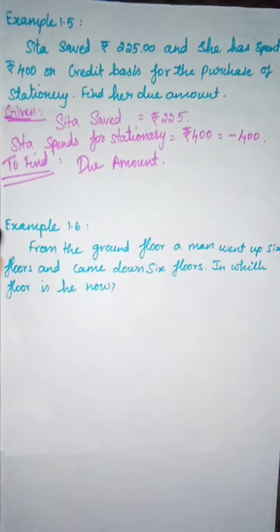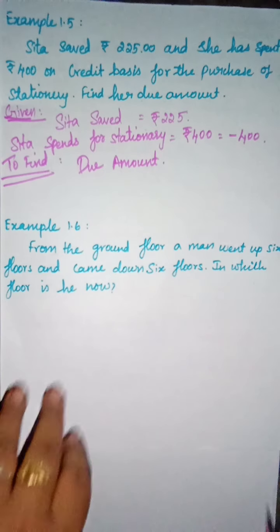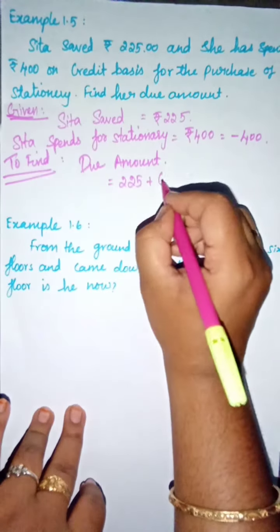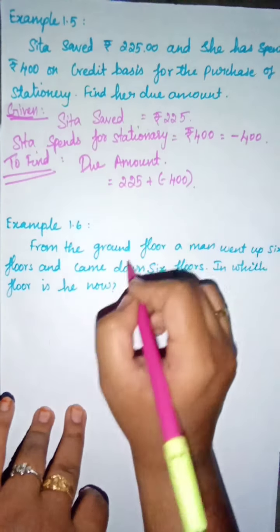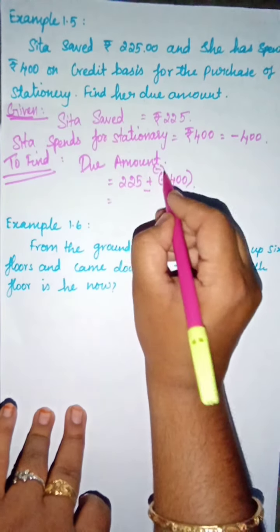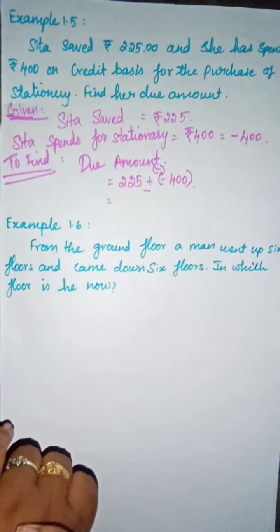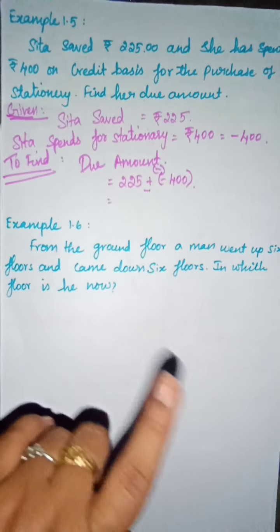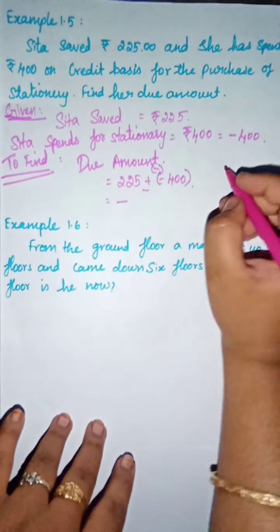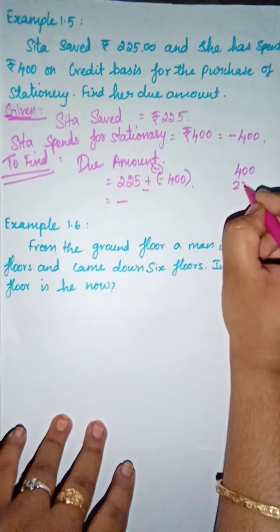So how will you find it? We can find it only by adding both of these. We have paid 225, and the question is how much remaining we still have to pay. So for that we have to add these two numbers. So we add 225 plus minus 400, isn't it? Now as usual, plus into minus is minus. The biggest number is 400 here. So 400 contains a negative symbol, so the answer should be in negative form. So we have to subtract these two, that is 400 minus 225.